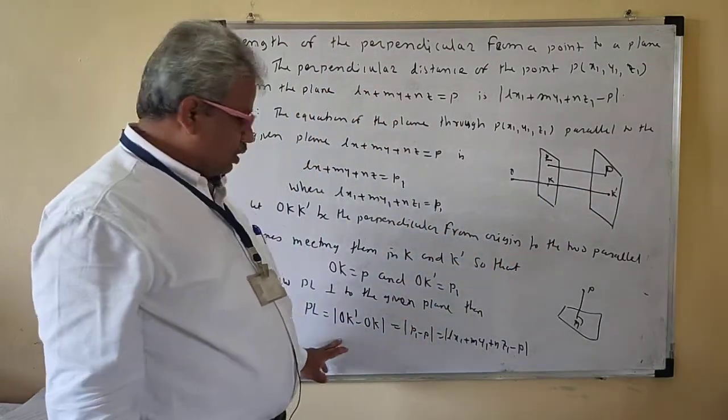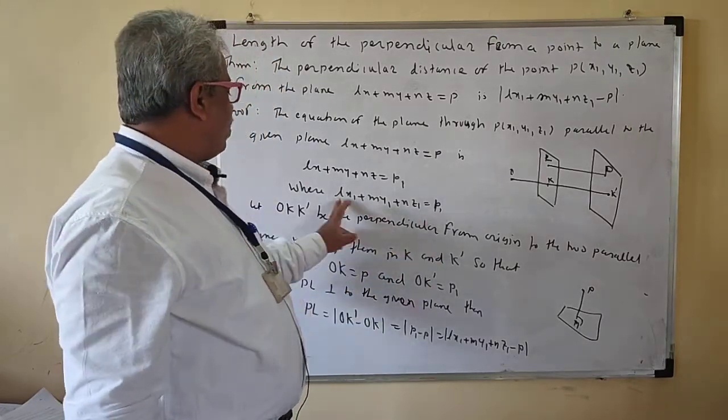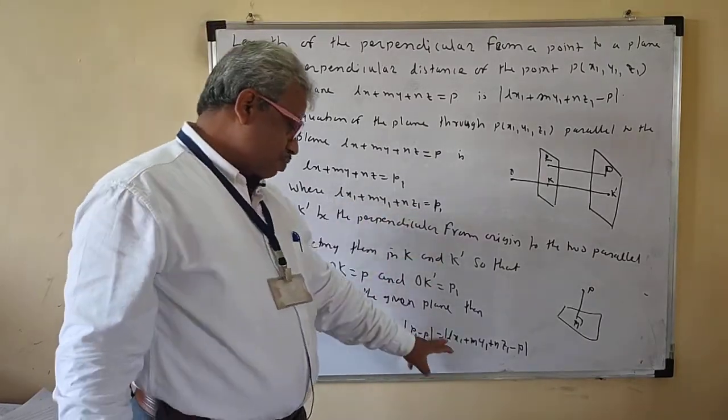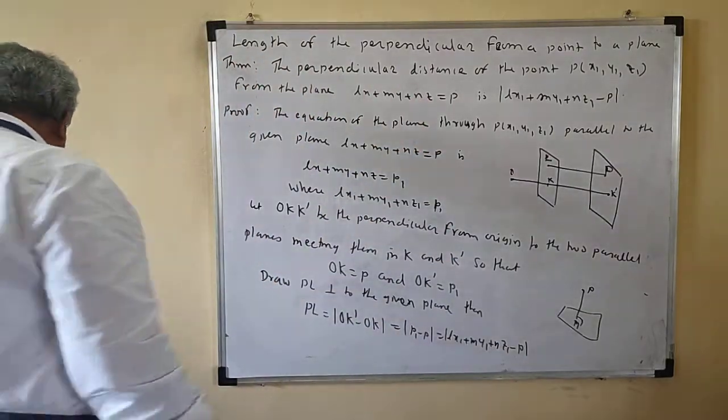Whichever is the smaller, distance is always positive, so we have taken the mod. OK prime is p1. But what is the value of p1? It is lx1 plus my1 plus nz1. So we put that here and we get the required distance.